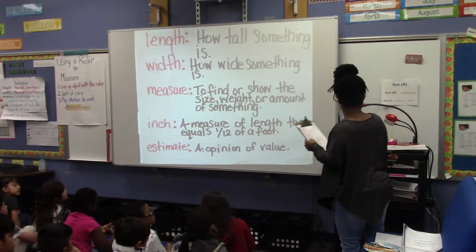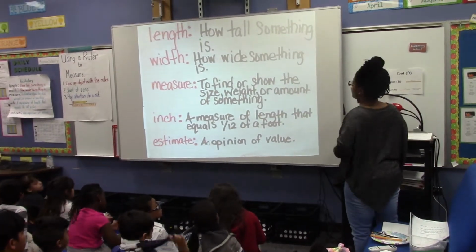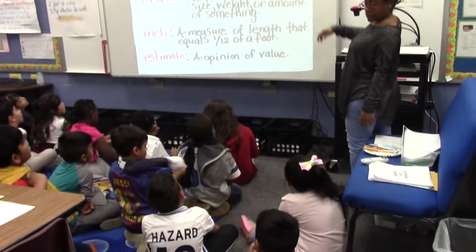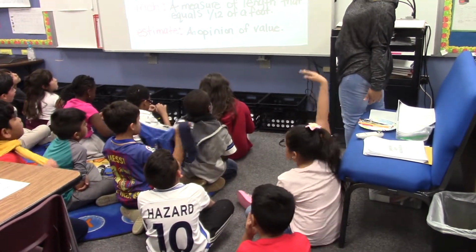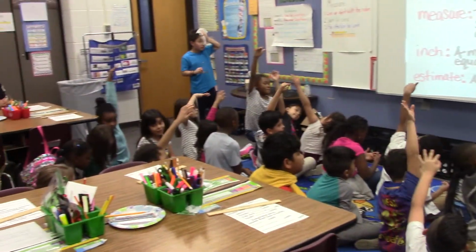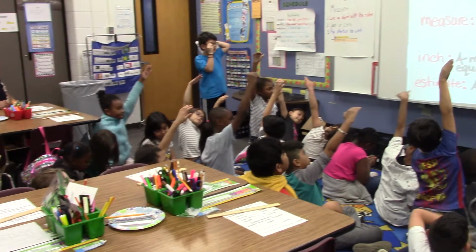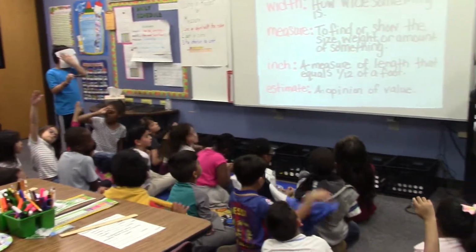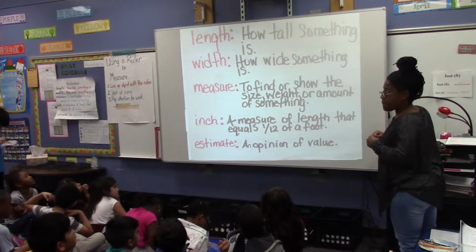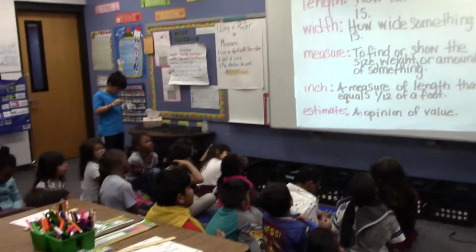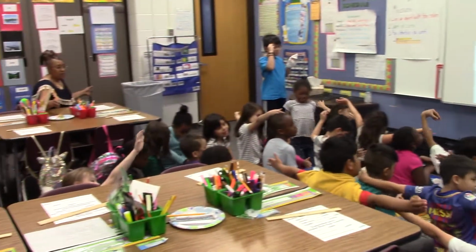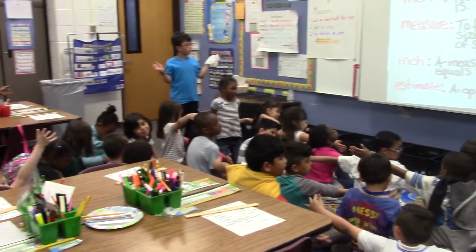Farah, will you read the first vocabulary word, length? Length. How tall something is. Show me how tall. Thank you. All right. Width. Hosias, please read the definition for width. Width, how wide something is. This is how wide. Good job.